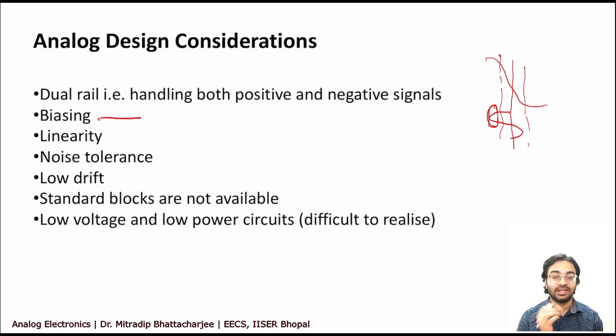If you see different devices, for example your smartphone, everybody wants the smartphone to stay alive for at least 24 hours, 48 hours, if possible maybe a week. So it depends on the power dissipation, right? So there is always a requirement. Biasing is a very critical parameter while you are making a circuit.